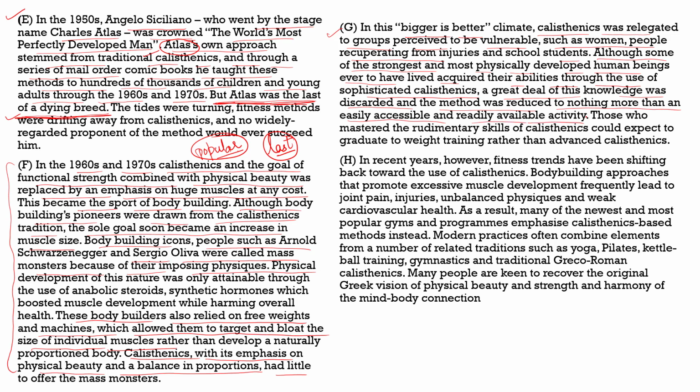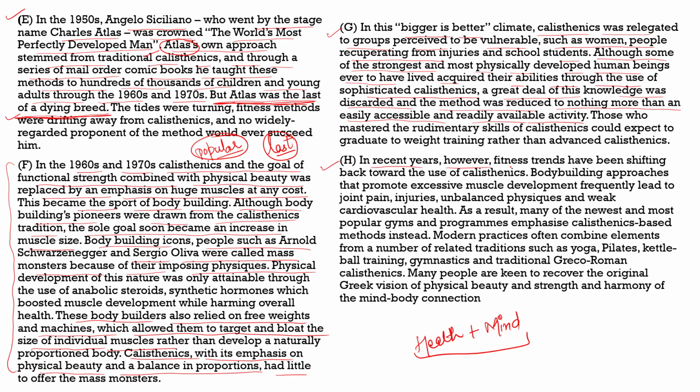Reading till here, students, it is telling us that it was also related to women as well as school students, right? It is also talking about how some of the strongest human beings that have ever lived got their ability through sophisticated calisthenics. But what is the question? The question is the relation of health plus mind with calisthenics. Till now we have not found the answer. Now let us read the last passage.